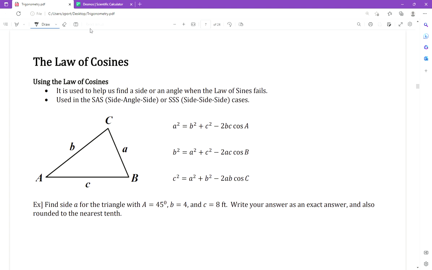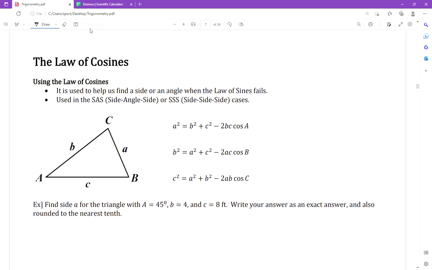So the law of cosines will find a missing side or a missing angle. It works when the law of sines does not work. One of these will always work to help us find a missing side or missing angle, unless they give us bogus information like we might have seen from the law of sines, where there was no triangle at all. But one of them will always help us. Remember, if it's a right triangle, just use SOHCAHTOA and Pythagorean's theorem instead.